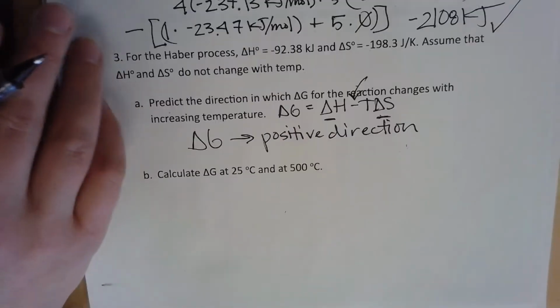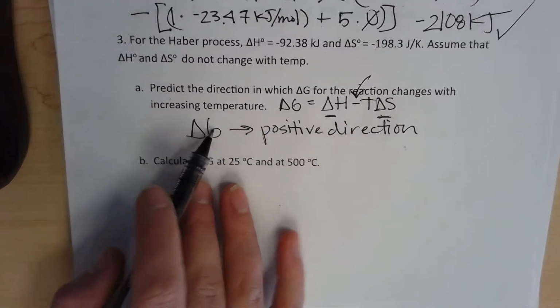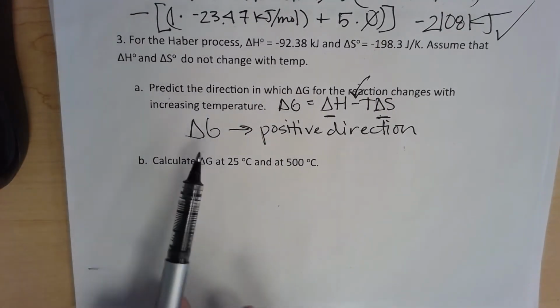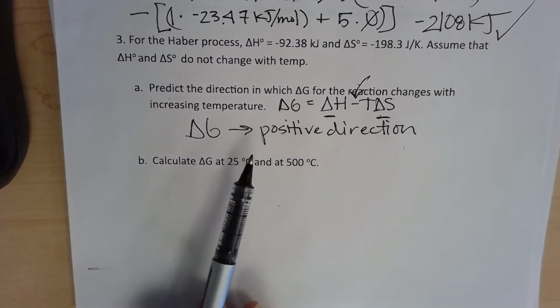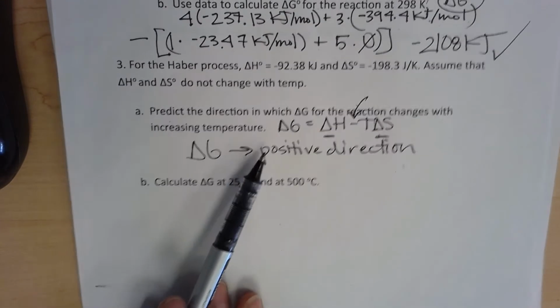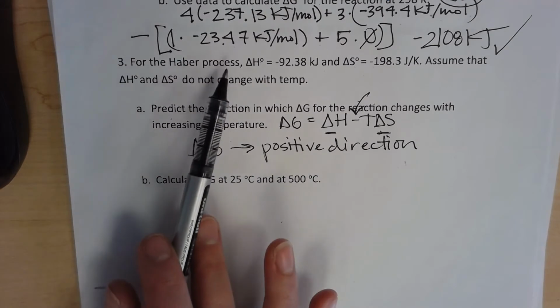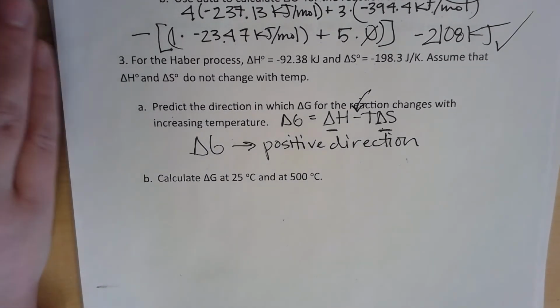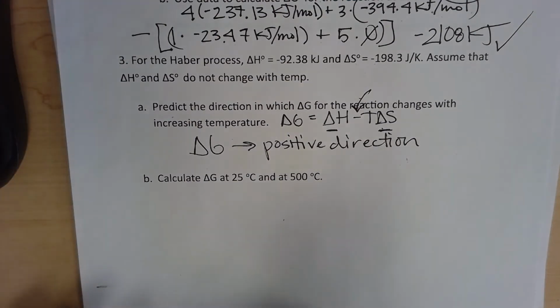And delta G moving in the positive direction means that free energy, if it's positive, means it's less spontaneous. So we are going to be less likely to make the ammonia as the temperature increases. So let's do our calculations.